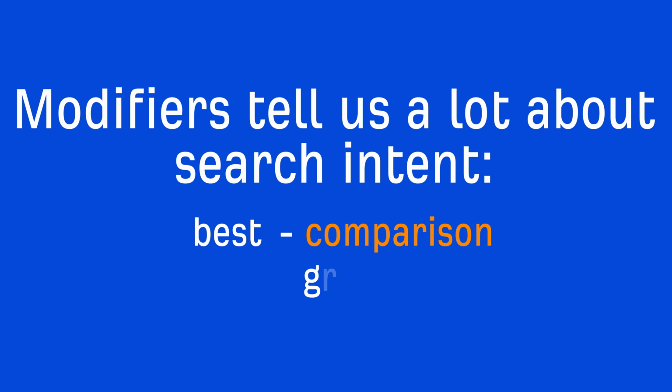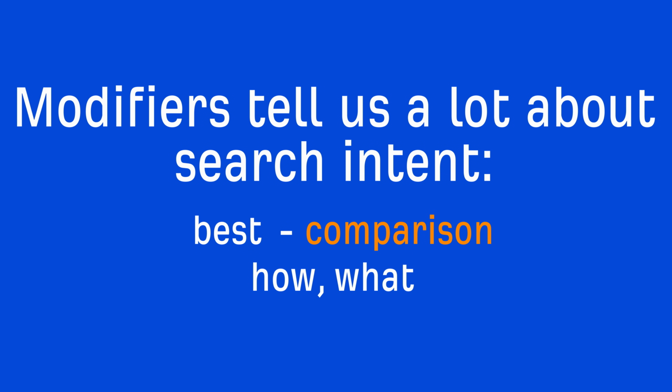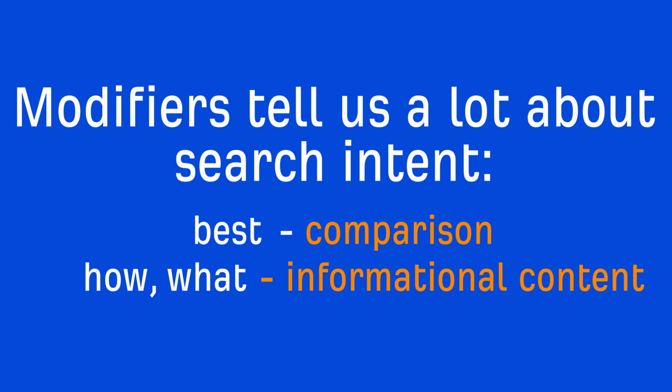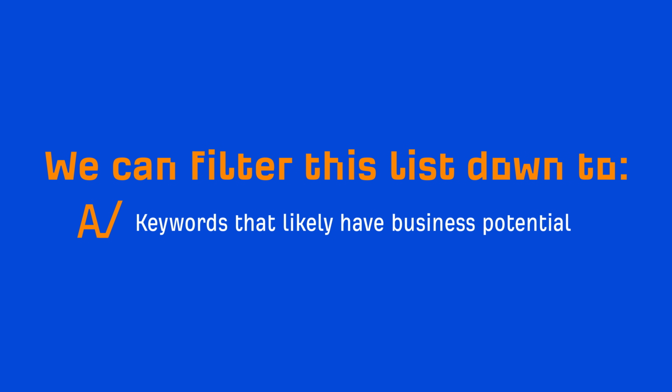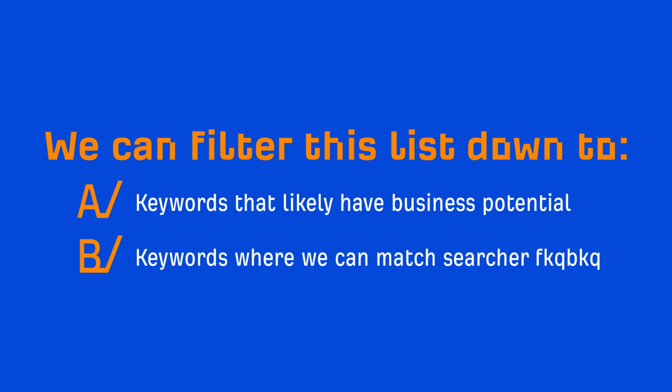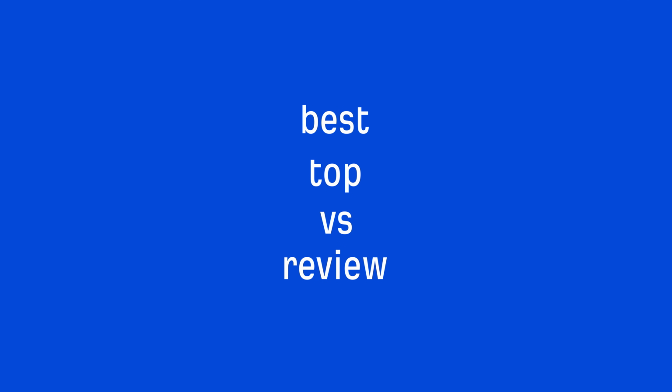Now, if a word like "how" or "what" is in the keyword, then it tells us that the top pages will likely be blog posts or videos with step-by-step tutorials or some other informational content. So with this knowledge, we can actually filter this keyword list down to A, keywords that likely have business potential, and B, keywords where we can match searcher intent. For example, since we're doing keyword research for an affiliate site, modifiers like "best," "top," "versus," and "review" would likely bring up topics where we can organically recommend products.